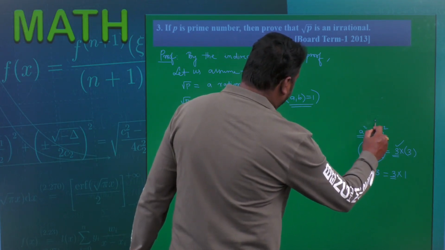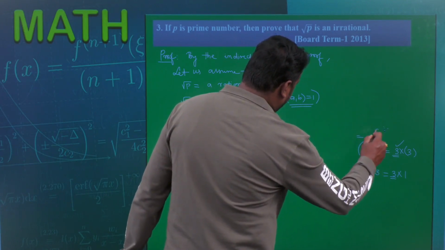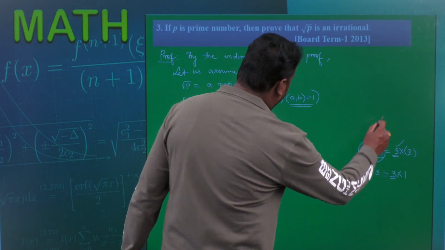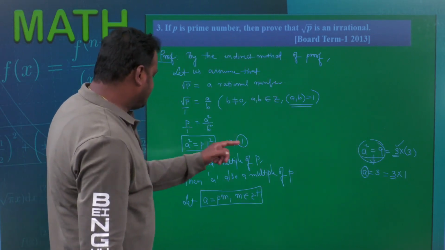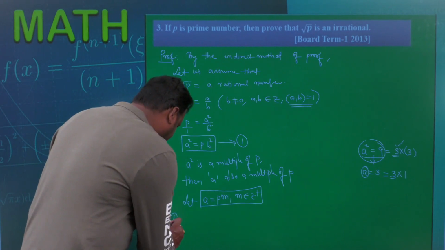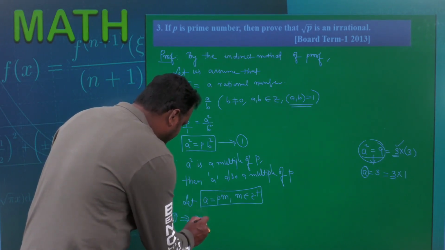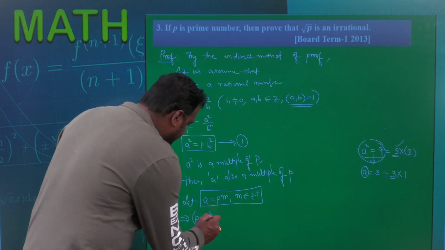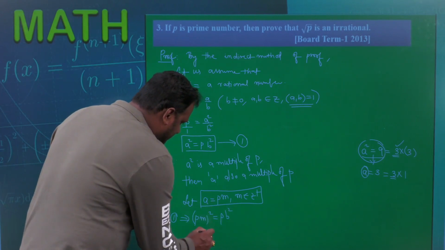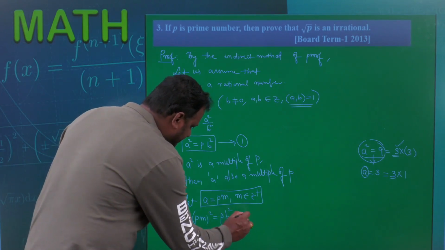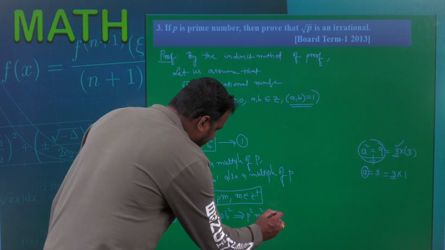I am going to substitute this in the first equation. So when I substitute this in the first equation, a is equal to pm. The first equation will become a square, a is equal to pm, so pm whole square is equal to pb square. Pm whole square is going to be p square m square is equal to pb square.